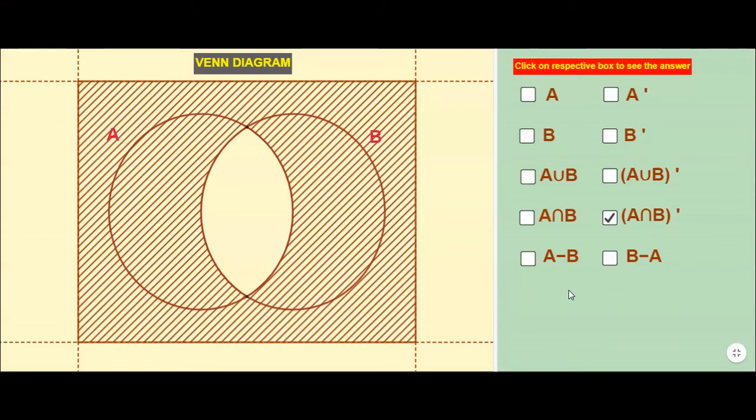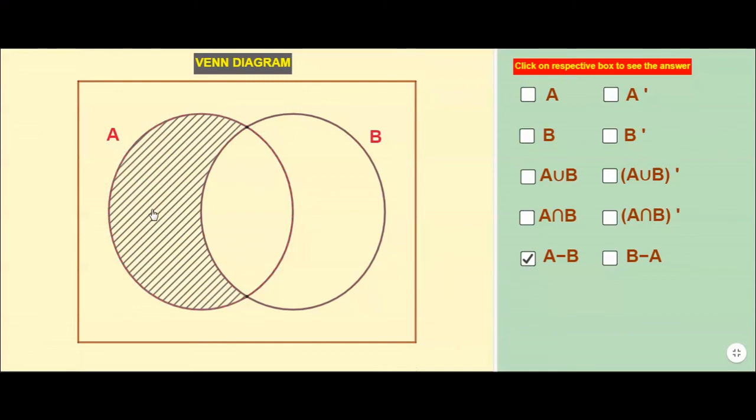Now let us move to A minus B. A minus B is the difference of the sets A and B. It is the set of elements which is only in A but not in B. So when I click on A minus B, as you can see, I'm getting a region shaded in black color which is the region which contains only elements of set A. So this is the Venn diagram representing A minus B, that is difference of the set A and B.